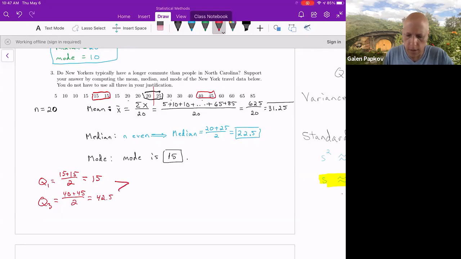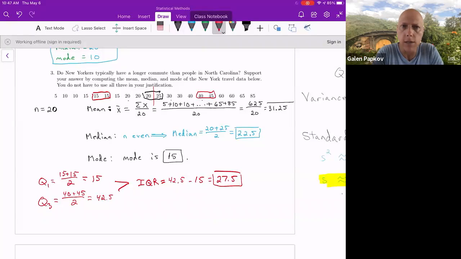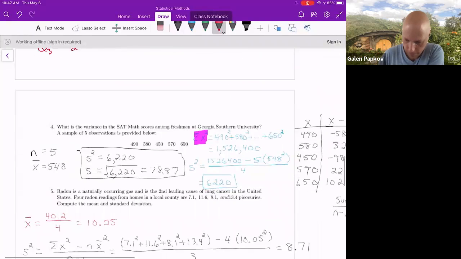And so according to the formula for IQR, you want to find the difference or the distance between these. And so that's 42.5 minus 15, which is 27.5. And that is the interquartile range for this third data set here. Let's look at another example.